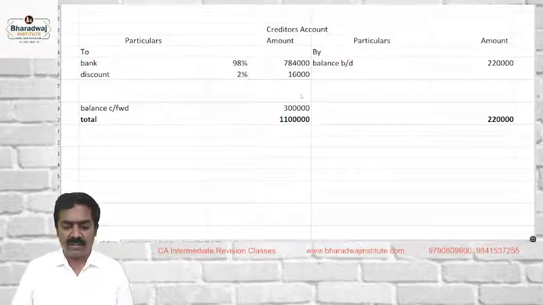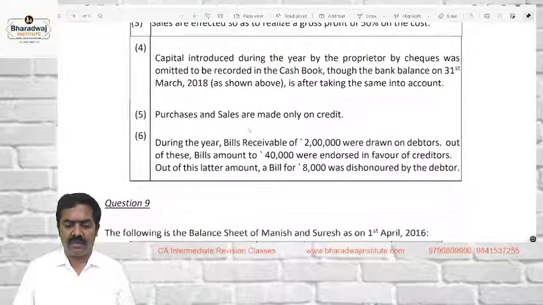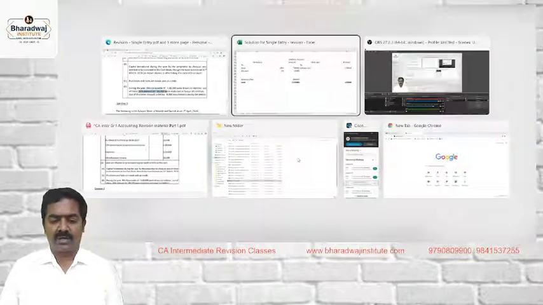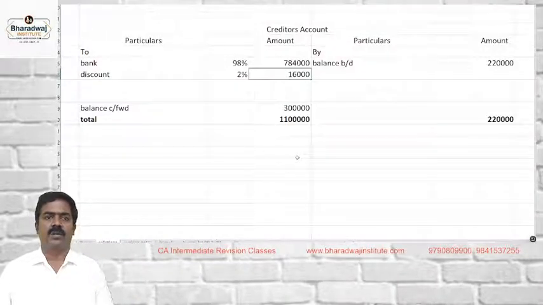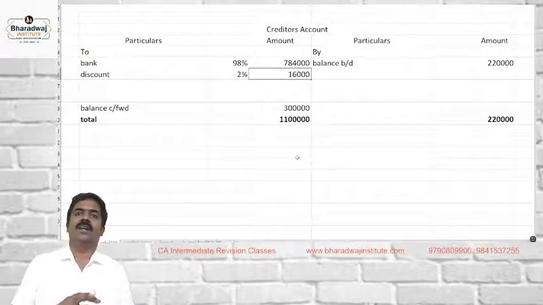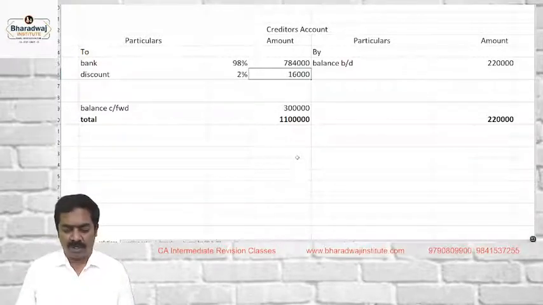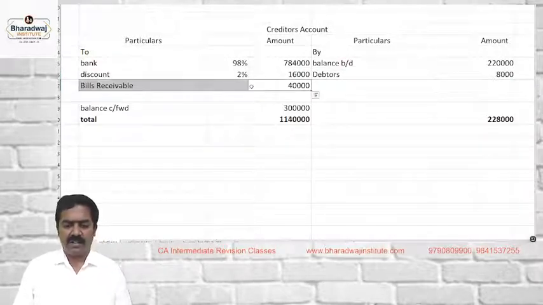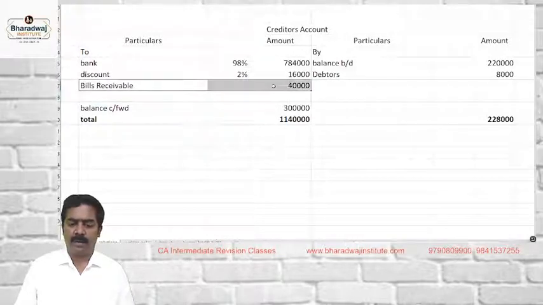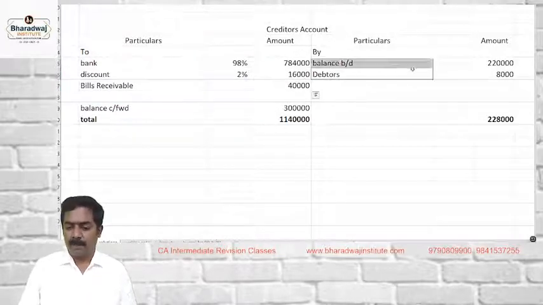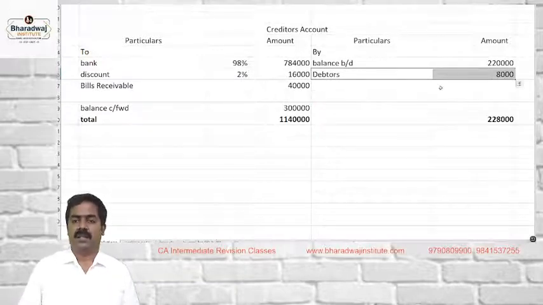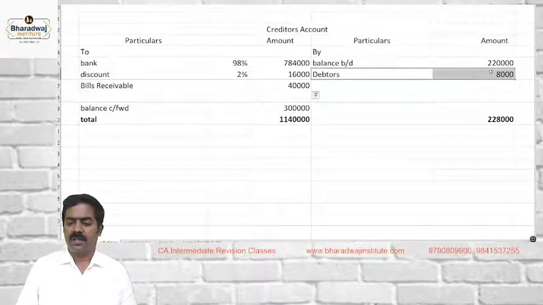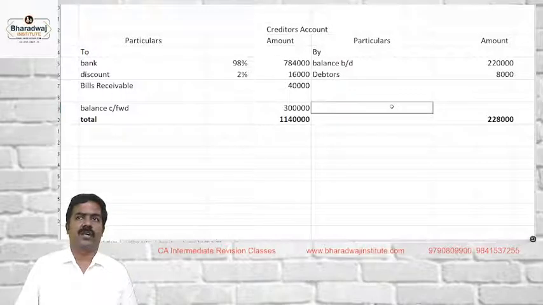Not over, don't close. There is an endorsement of a bill. How much is endorsed? 40,000. What is the journal entry for endorsement? Creditors account debit to bills receivable. For the endorsed bill dishonored, debtors account debit to creditors account. So debtors account debit to creditors account for the endorsed bill dishonored. Then creditors account debit to bills receivable is for the endorsement of a bill by debtors.